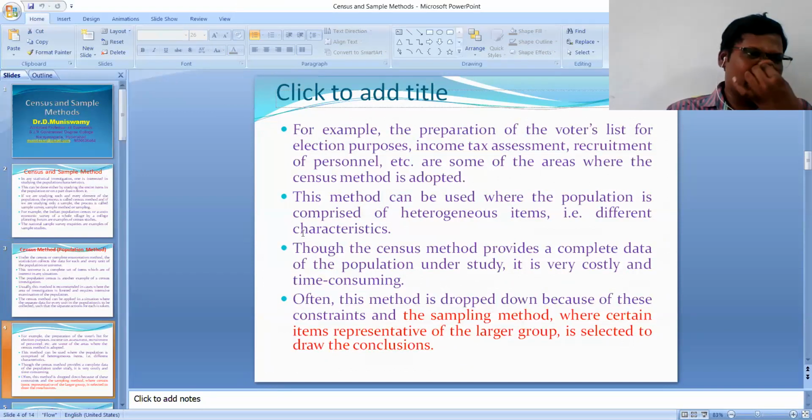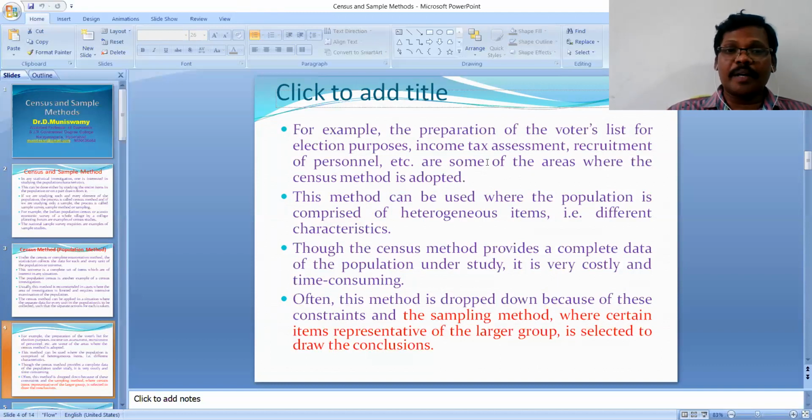For example, MLC elections and teacher and graduate elections. We are taking the data from all the people, but if it is the graduates' MLC election, we will take the information only from the graduates. If it is a general election, it goes for all, like that. And in income tax assessment, here also we are going to take the assessment from all the employees who are getting an income.